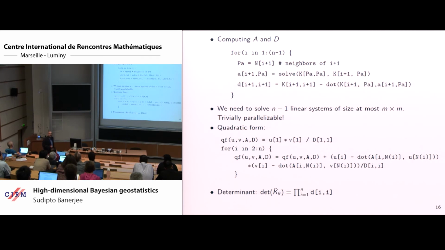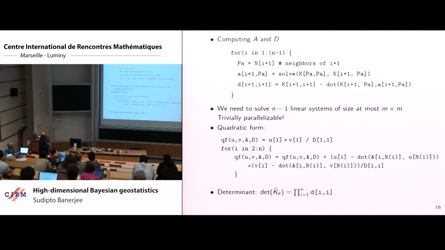For those of you who are this generation Z of pseudocoders and like to look at pseudocode more than math, here's what's going on. Here's a for loop. Here's how you construct it. You have the K matrix, the original covariance function, and how you construct the A and the D. So essentially how you construct the Cholesky decomposition.